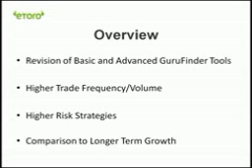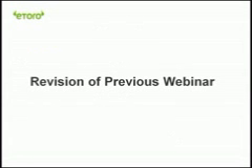Right, so after that, we're going to go through some higher trade frequency and volume traders. Then we're going to run through a higher risk strategy. And then we're going to finish off by comparing that to a longer term growth strategy. So potentially, for some of you that obviously want to get some gains faster, you can also compare that to potentially somebody who's not as high risk, and then that will balance out your portfolio.